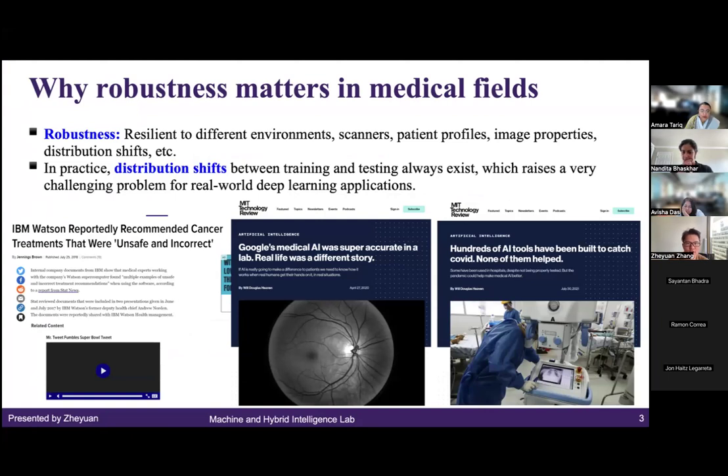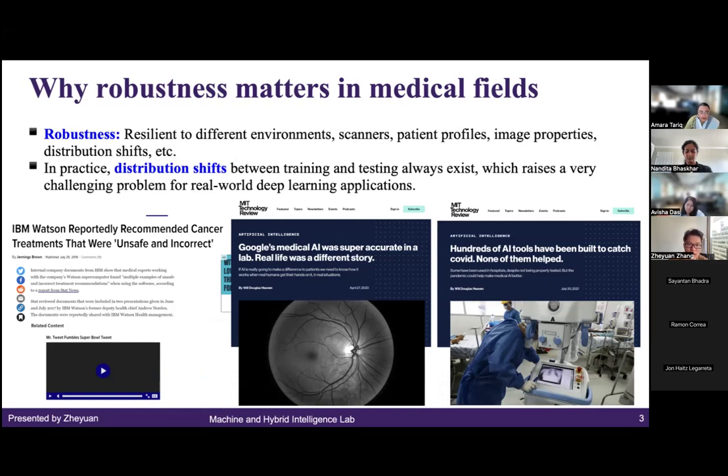It's the resilience to different environments, scanners, patient profiles, and image properties, the so-called distribution shift. Nowadays, in the training of deep learning methods, people rely on the training set and test set. They should share a similar distribution, such that you can get accurate results on the test set. However, in practice, particularly in the medical fields, this distribution shift between the train and test set always exists. This raises a very significant challenge for real-world deep learning applications, particularly in the medical fields.